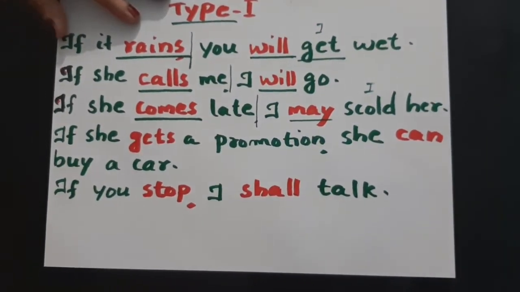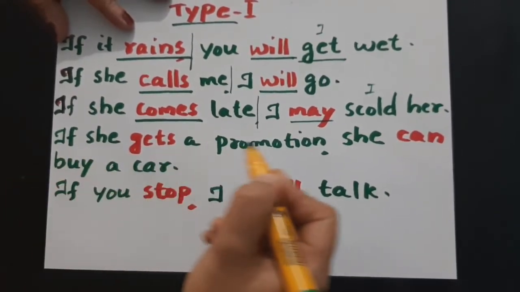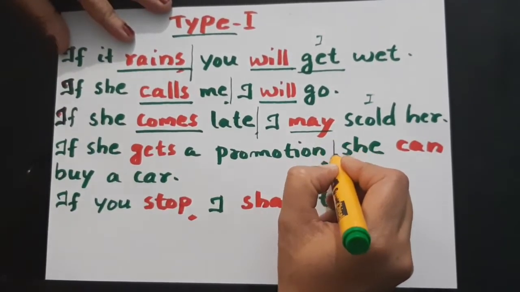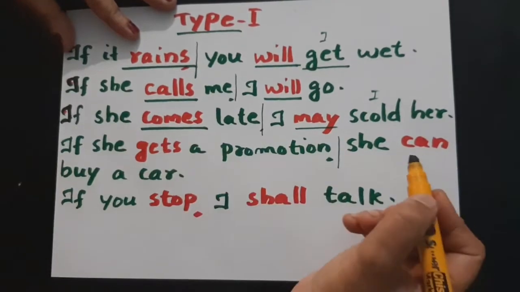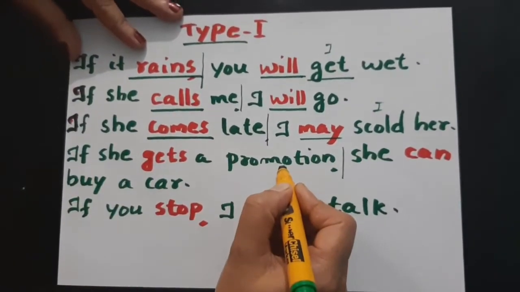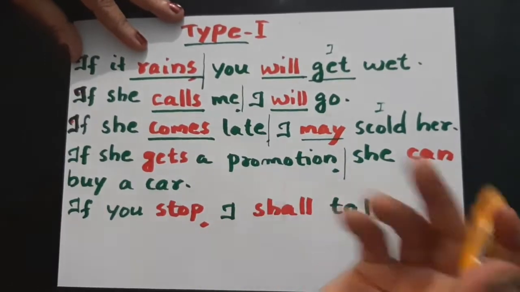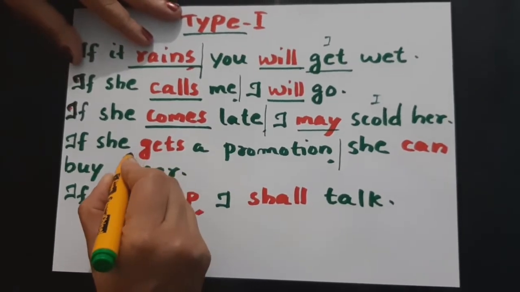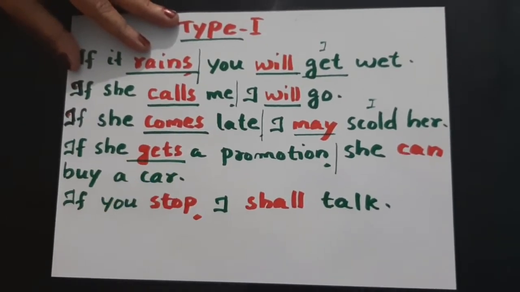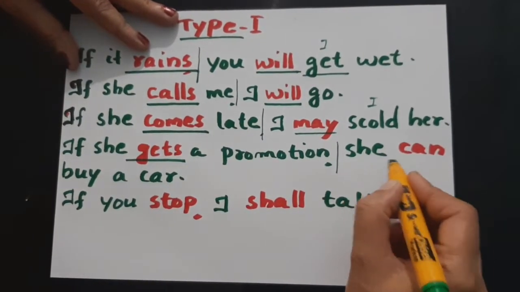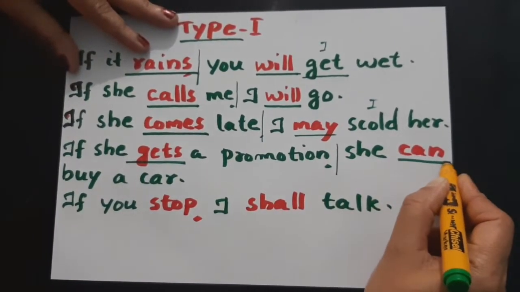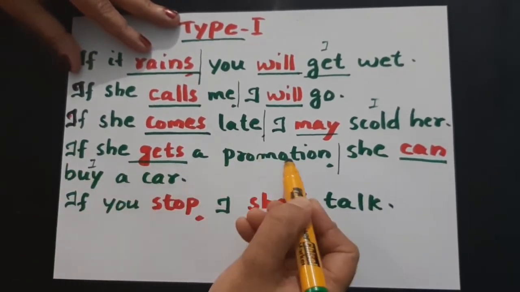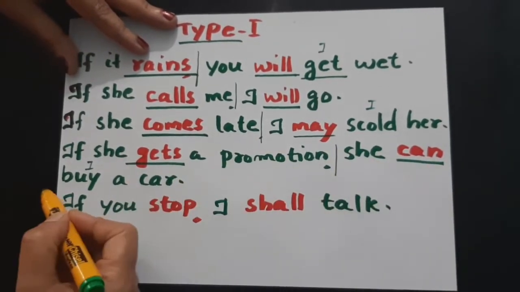Come to the next example. If she gets a promotion, she can buy a car. If she gets a promotion, if clause. And this is the result clause. What's the result? You put forward a condition here. What's the condition? If she gets a promotion. So what is the result? She can buy a car then. Isn't it? Here in the if clause, you have the verb in its present form. And in the result clause, here you used can plus first form of the verb. If she gets a promotion, she can buy a car.